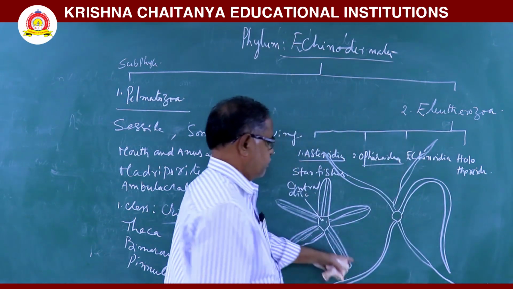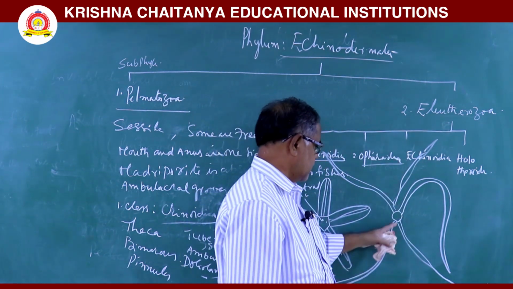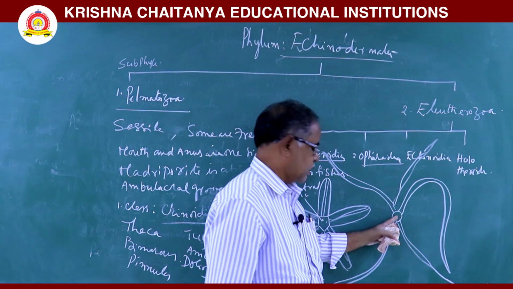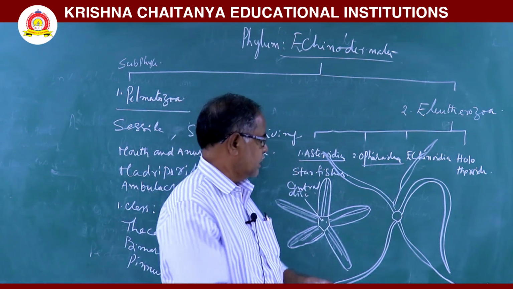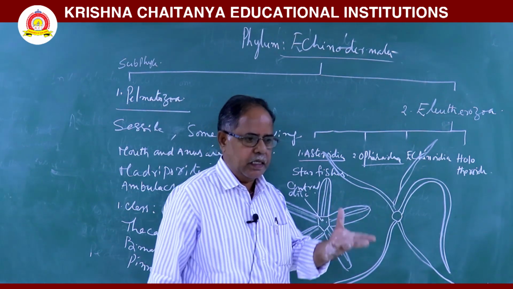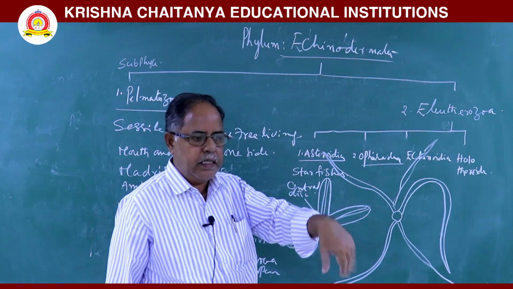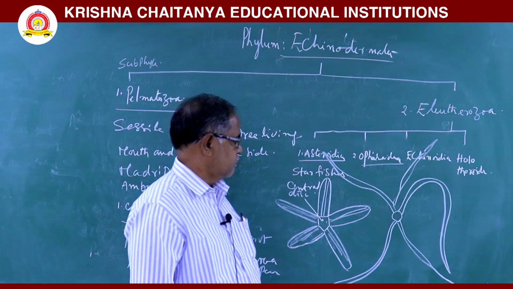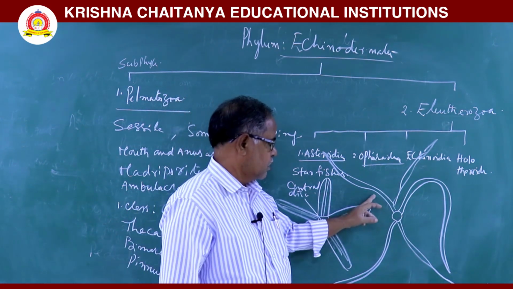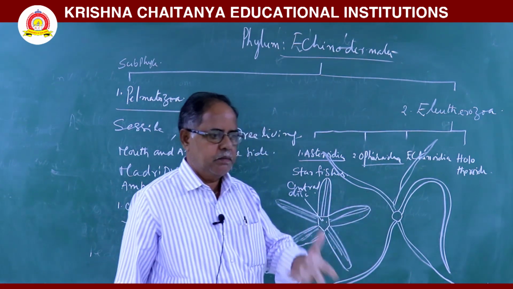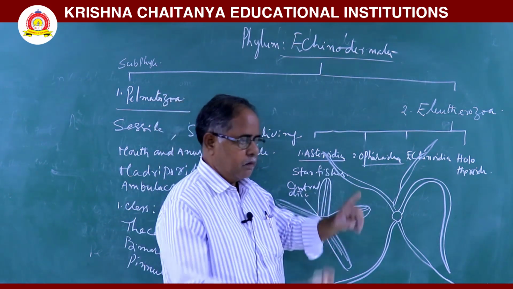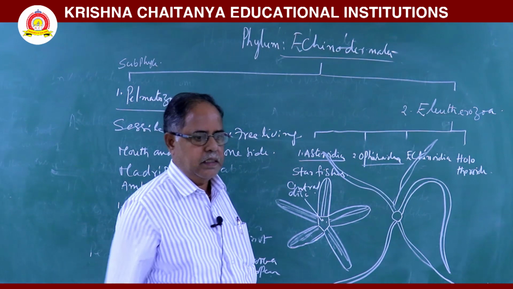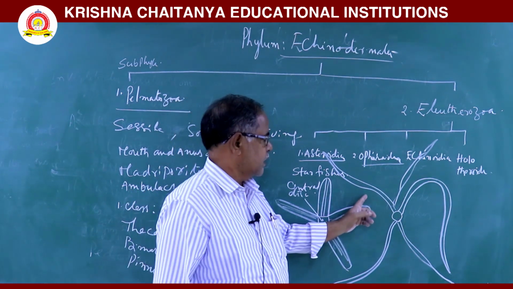The five arms are there. These arms are demarcated from the central disc. These arms are very brittle and flexible, so these are called brittle stars. In some, the arms are branched into two branches, for example, basket stars.